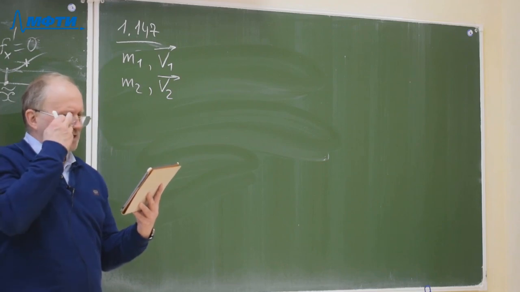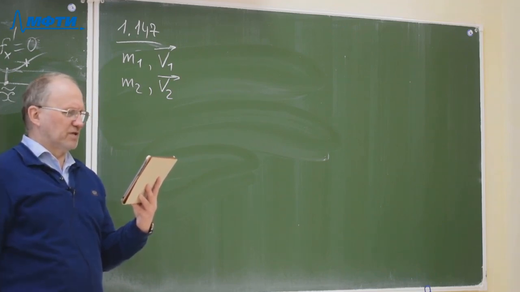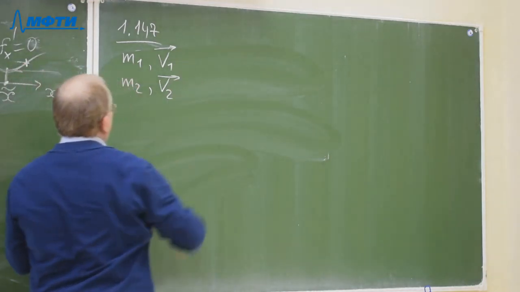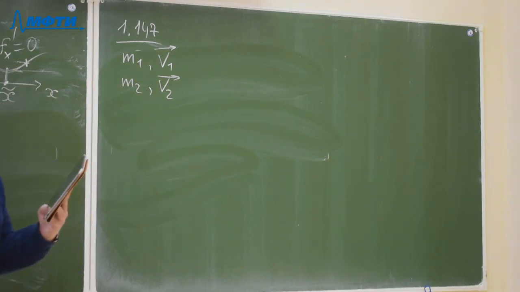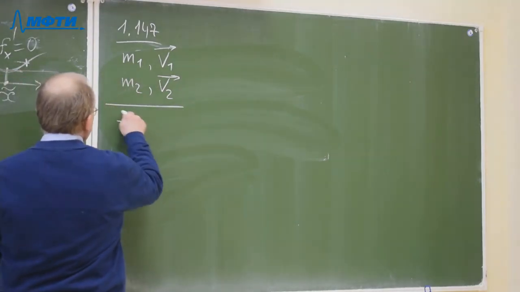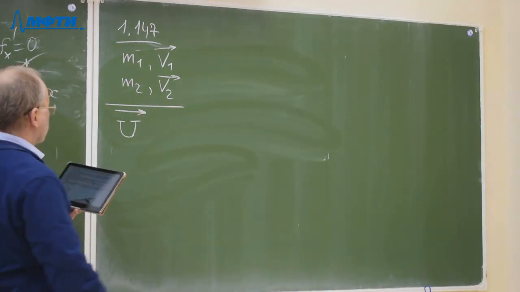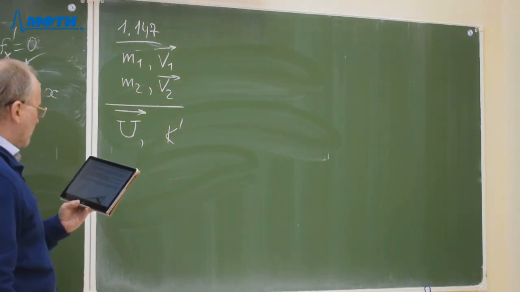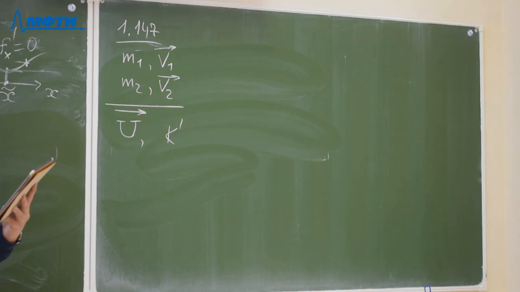I will solve this problem in the general case. I will not assume that both particles move along the same axis. So these two vectors v1 and v2 may be arbitrary vectors. Let's find the velocity, which I will denote as u, of the reference system K prime, some other reference system, in which the cumulative kinetic energy of these particles is minimum. And find this minimum cumulative kinetic energy of these particles in the K prime frame.